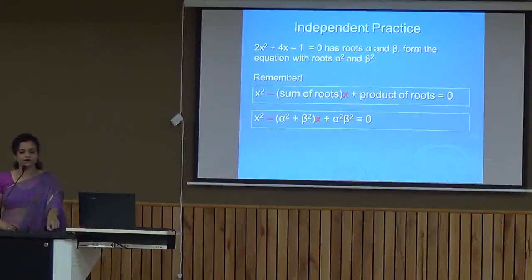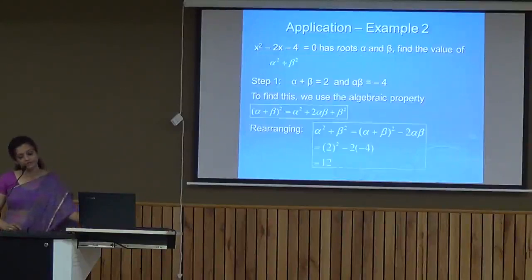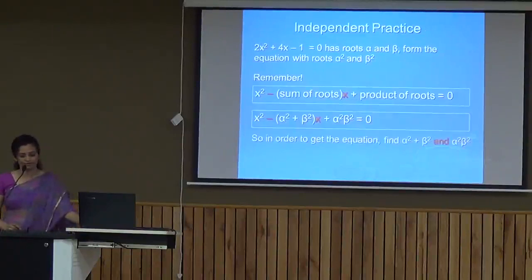So here, the square of the product; for that, let's find the product first. It's minus 1 by 2, and alpha² and beta² we can very well find using this concept. Right, so in order to get the equation, find alpha² + beta² and alpha² beta².